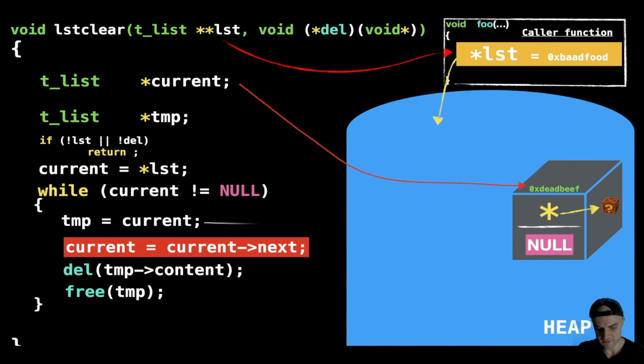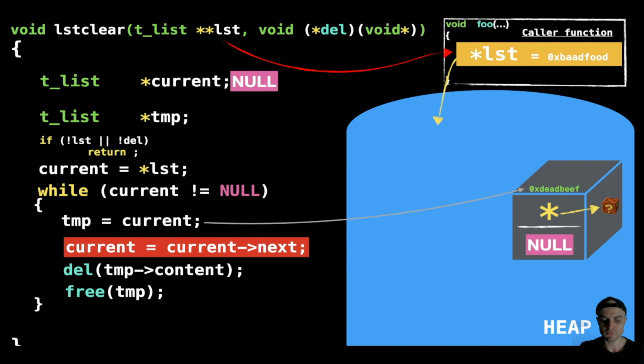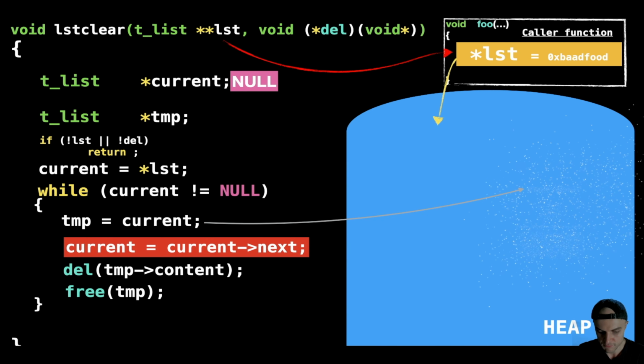Temporary is equal to current again, and current this time is going to be equal to null. So we are going to at last delete the content of the last node and then free the last node. Boom. As you can see, we managed to clean everything, to delete everything inside the heap, so we don't have any leaks.